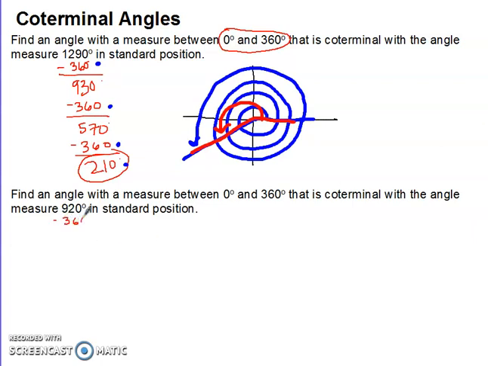Subtracting 360, I'm going to be left with 560. Subtracting 360 again, I'm going to be left with 200 degrees, which is in the interval 0 to 360. So I am looking for that 200 degree angle.